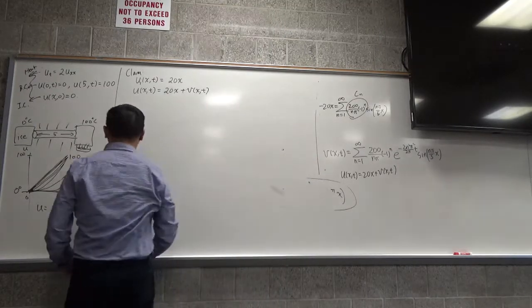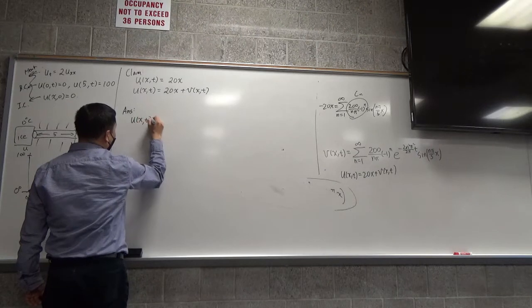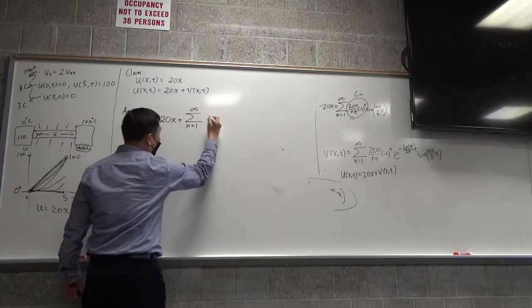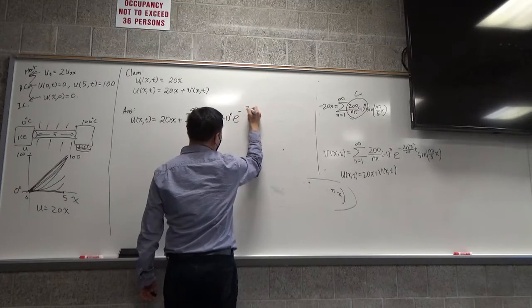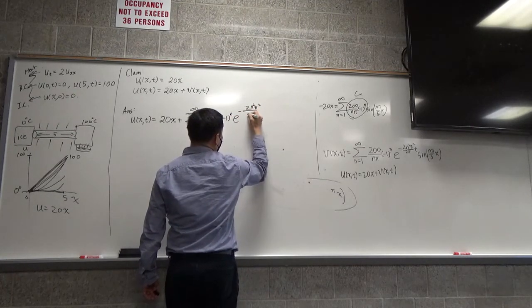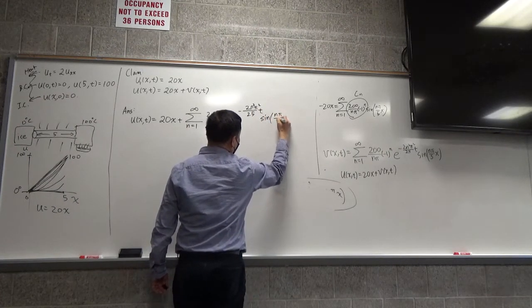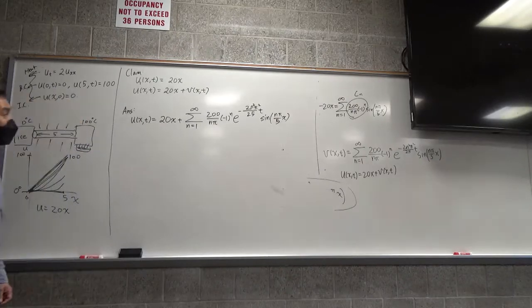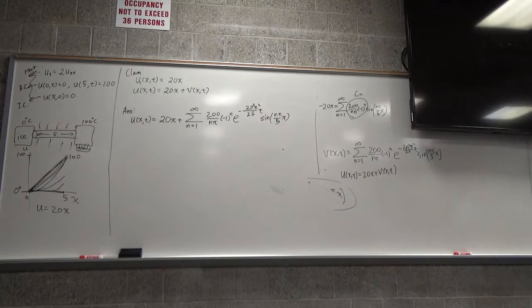Okay, so the final answer, after so much calculation, is that uxt must equal 20x plus the summation of n from 1 through infinity of 200 over n pi, negative 1 to the nth power, e to the negative 2n squared pi squared over 25 t times sine n pi over 5 x. That's what it is. And I still want to say something about this.